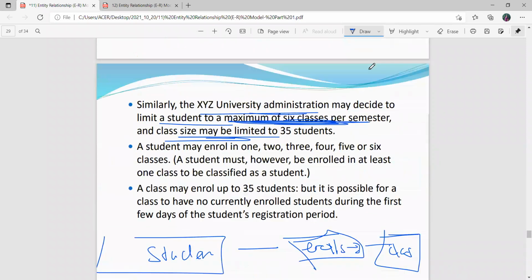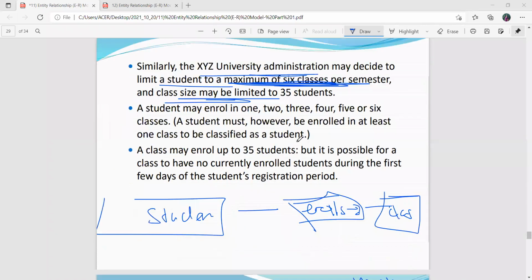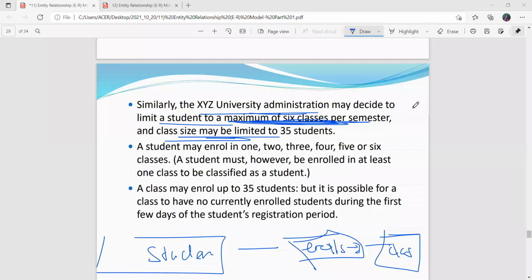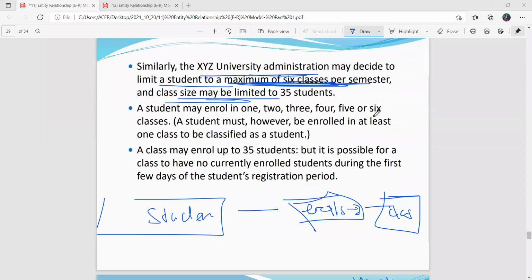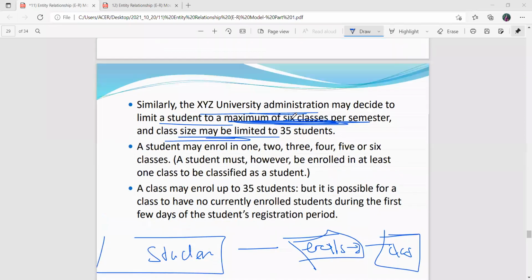According to their administrators, they are going to decide the limit on the number of students per class. So when we consider the class, it should have a class size from 0 up to 35.